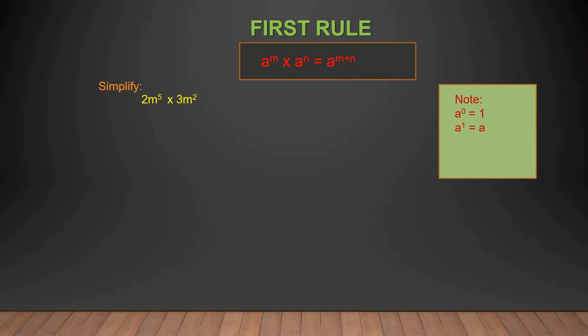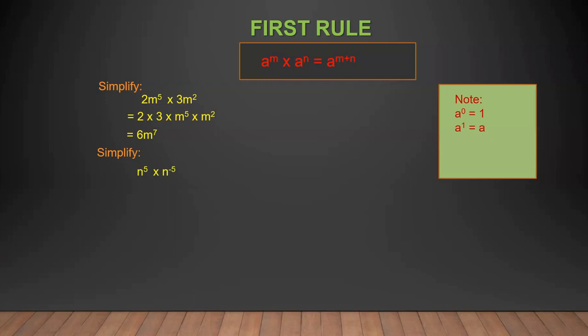So to simplify 2m to the 5th times 3m squared, you're going to be multiplying the constants first, which is 2 times 3, and then deal with the indices next, which is m to the 5th times m squared. So 2 times 3 will give you 6, and m to the 5th times m squared will give you m to the 7th.